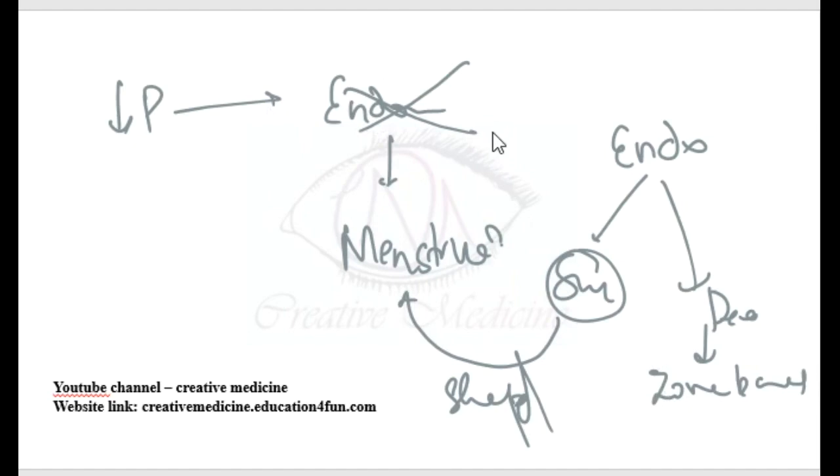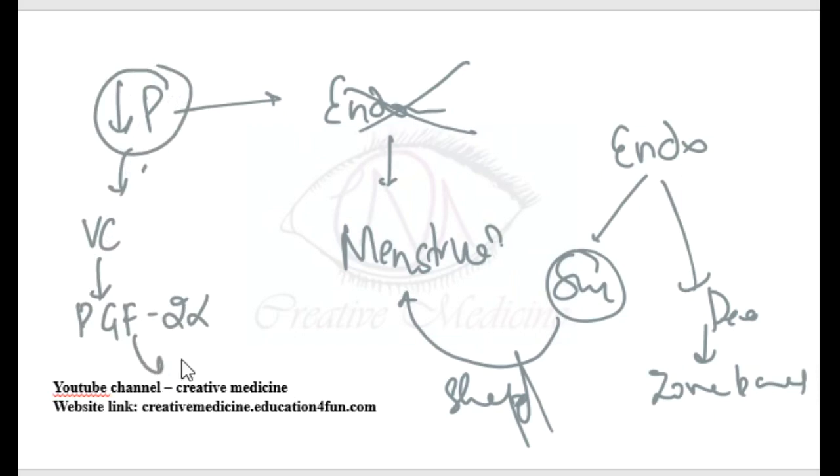will shed as menstruation. Then decreased progesterone will cause vasoconstriction. This vasoconstriction will release PGF2, that is prostaglandin F2 alpha, which increases the myometrial contractions, causing pain during menstruation, or dysmenorrhea.